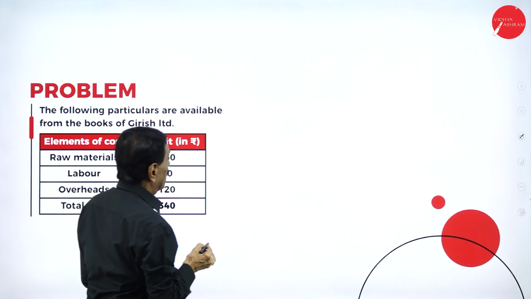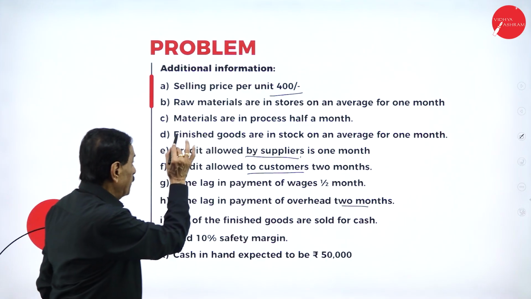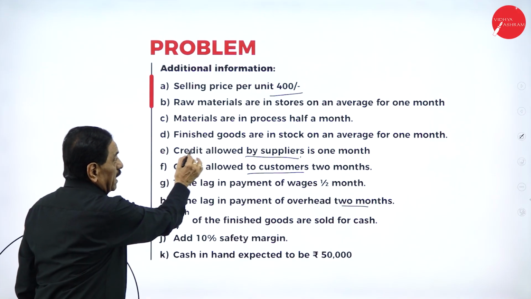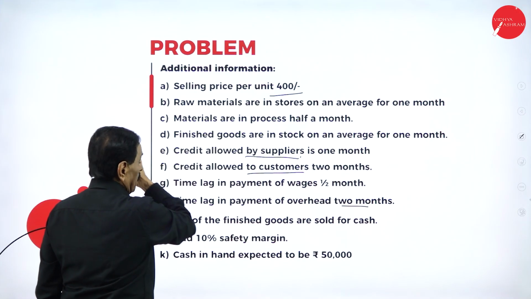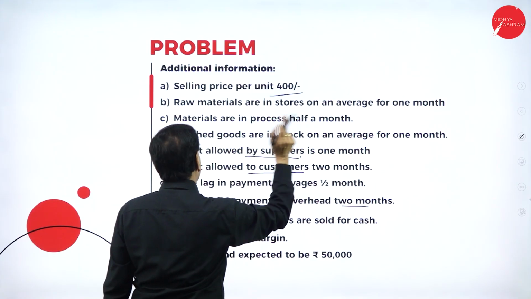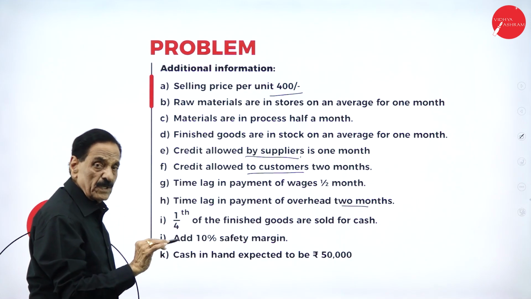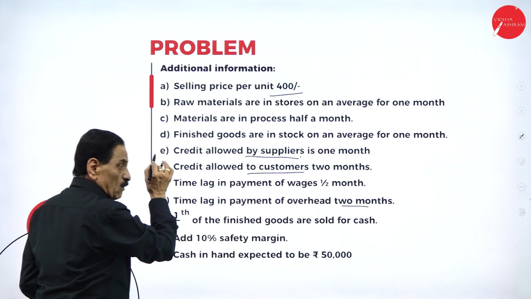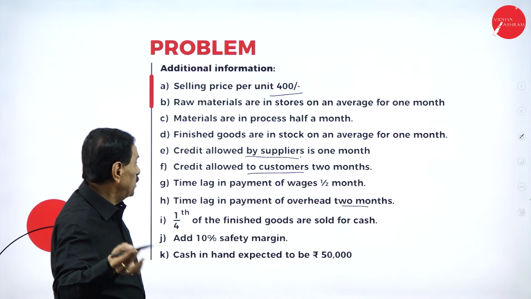What is the cost of the raw material? 160. How to do it? The production is 1,04,000 units for 52 weeks. In a month, 1 month means 4 weeks, at a cost of 160. Material in process, half a month means 2 weeks. Material is 100%. 1,04,000 divided by 52 into 2 into 160. Then labor: 1,04,000 divided by 52 into 2 into 60 into half. Then overhead: 1,04,000 divided by 52 into 2 into 120.